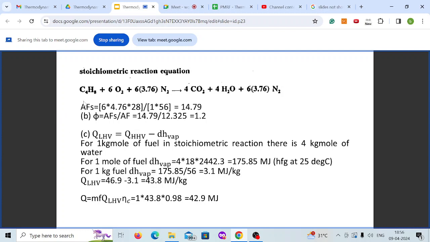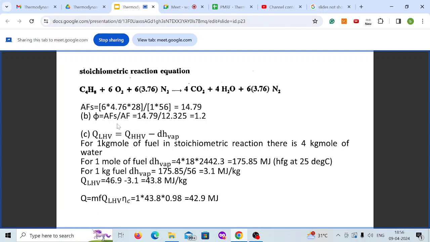From this, similarly, you can find out the air fuel ratio. So 6 moles of air into 4.76 into 28 molecular weight of air divided by 1 into 56 gives you 14.79. Your equivalence ratio is stoichiometric air fuel ratio divided by the actual air fuel ratio. This comes out to be 14.79 divided by 12.325, which is 1.2. So this says that it is a rich mixture. You have fuel rich and you have less air. If your equivalence ratio is less than 1, that means you have excess air.